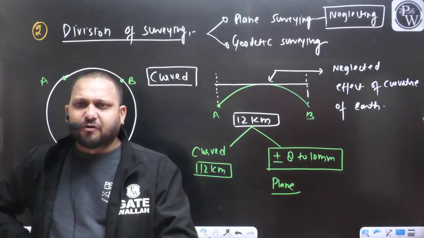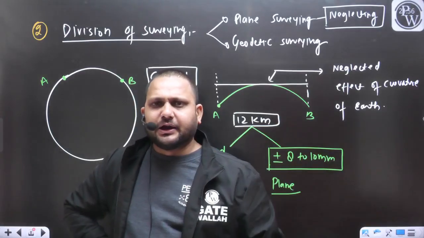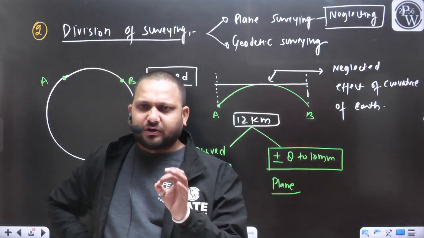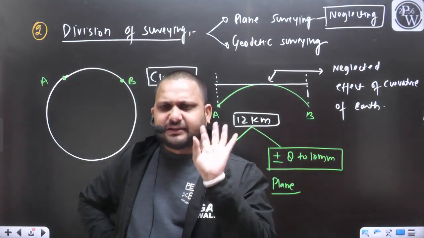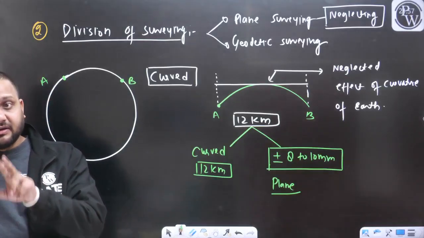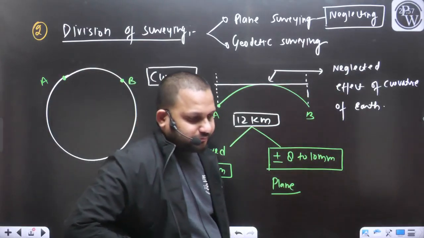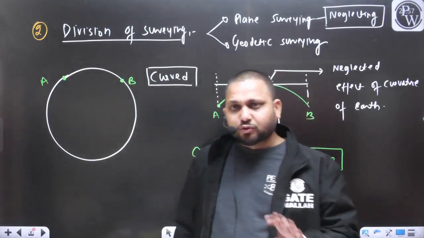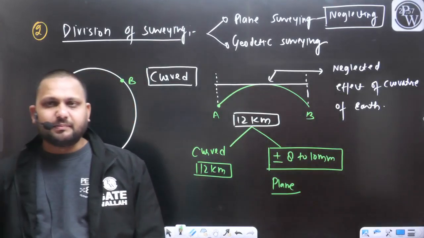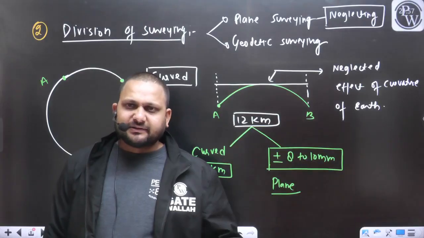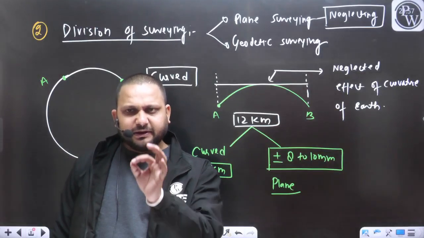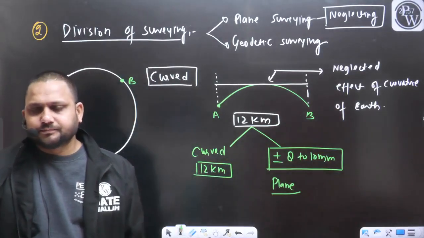So can I say for the small length or for the small area, we can neglect the effect of the curvature of earth, because along the curvature of earth, measurement is going to be difficult. Just to make things easy for us, we have applied this assumption. But there is some limitation. Plane survey is suitable only for the small area. Plane survey is suitable only for the small length.